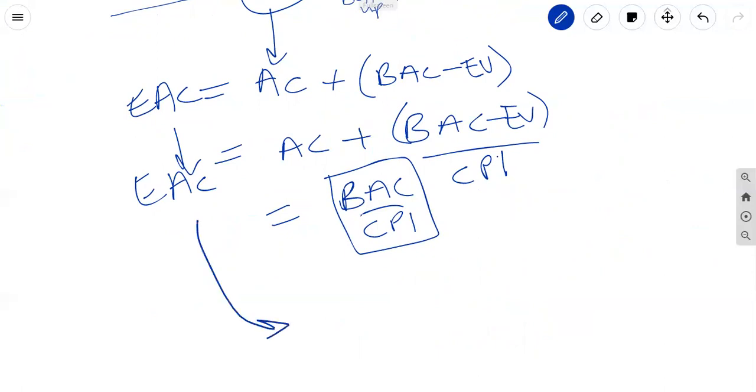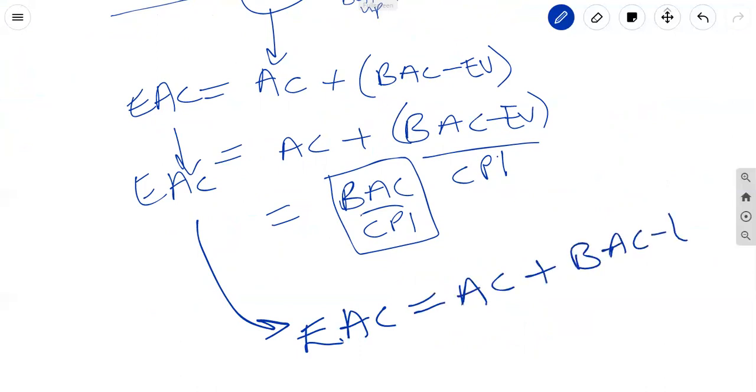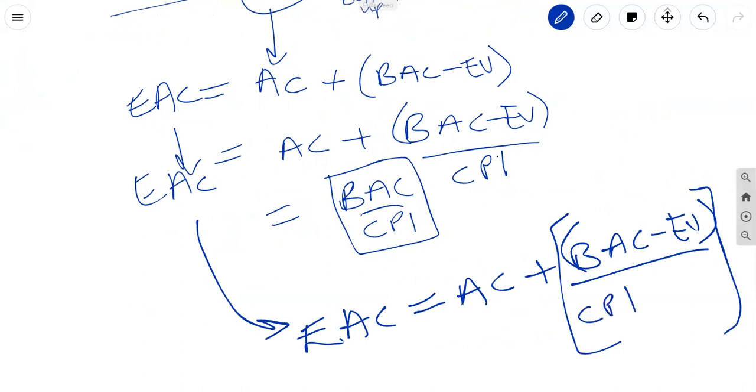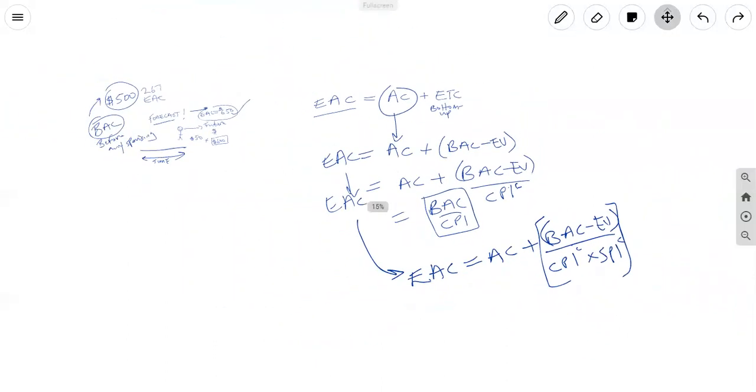Now, in the same token, this is morphed into this: BAC minus EV, and all of that divided by CPI times SPI. Bear in mind, whenever we're talking about EAC, we're talking about cumulative values for SPI and CPI. I usually go as far as putting a superscript of C on top of these, just so I don't forget, and my students don't forget. And that used to be the case in the PMBOK guide, but they took that out, and people sometimes get mixed up. Which CPI? Is it CPI current for month one, or is it CPI current for month 10, or is it cumulative CPI? The answer is cumulative CPI. And those are your four EACs.